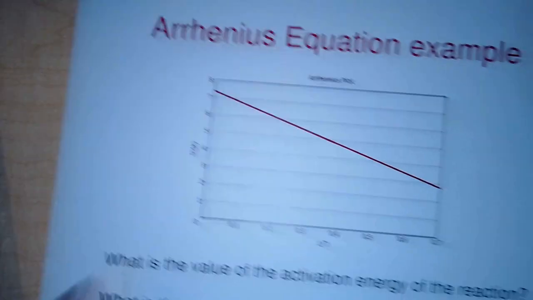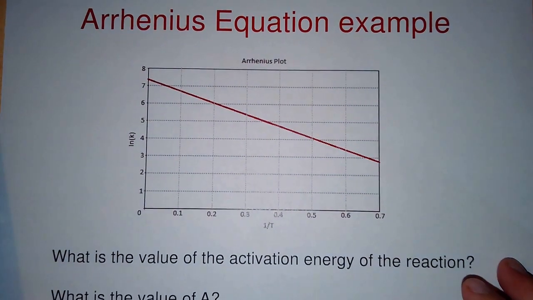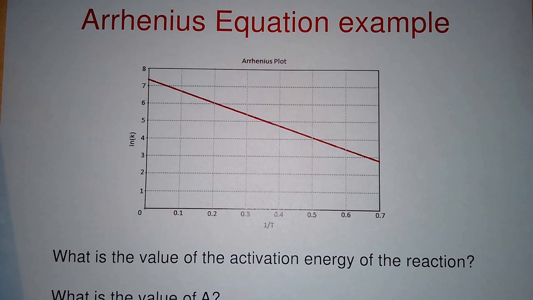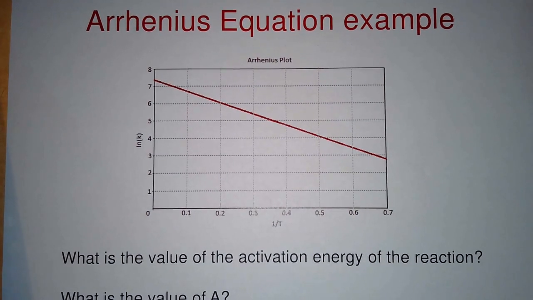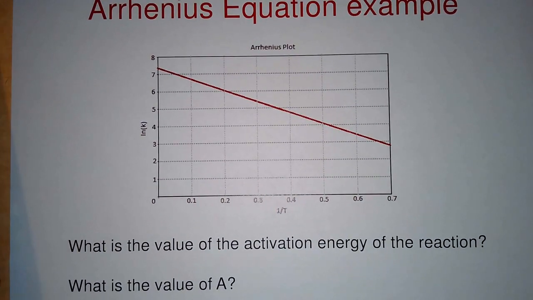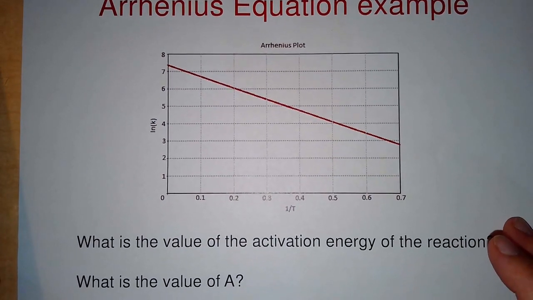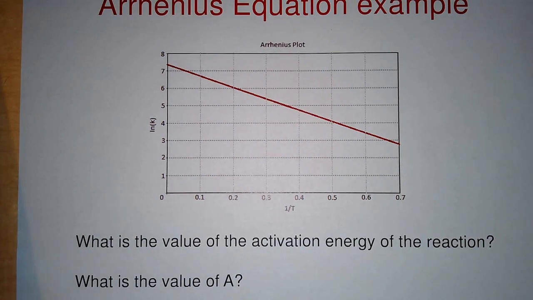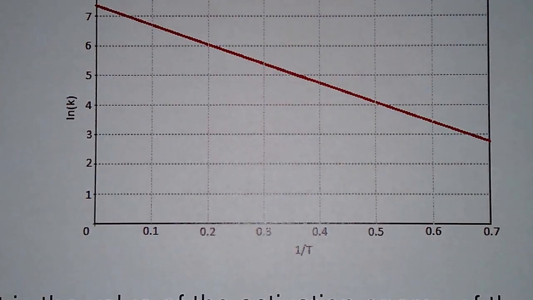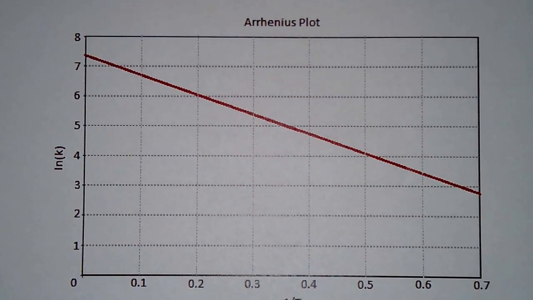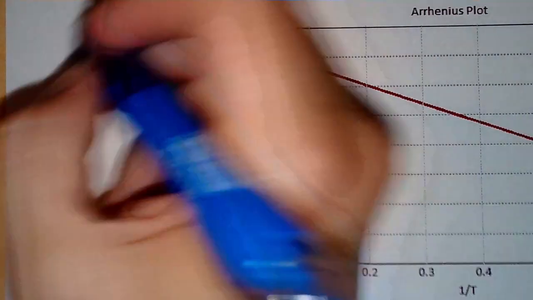Alright, so let's do another example with that same idea. Alright, we have a new graph. We want to find the slope, so we can find the activation energy, and we want to find the value of A. Alright, so the first thing we're going to find is our slope. So our slope is going to be our negative activation energy over R.